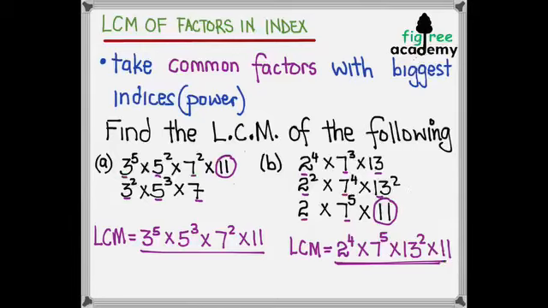Everything that is not common, we end up multiplying it on the LCM. That's how we find LCM. That's the difference with the HCF, where factors that are not common are not considered, but under LCM, factors that are not common are considered last. We multiply them. This marks the end of our lesson.